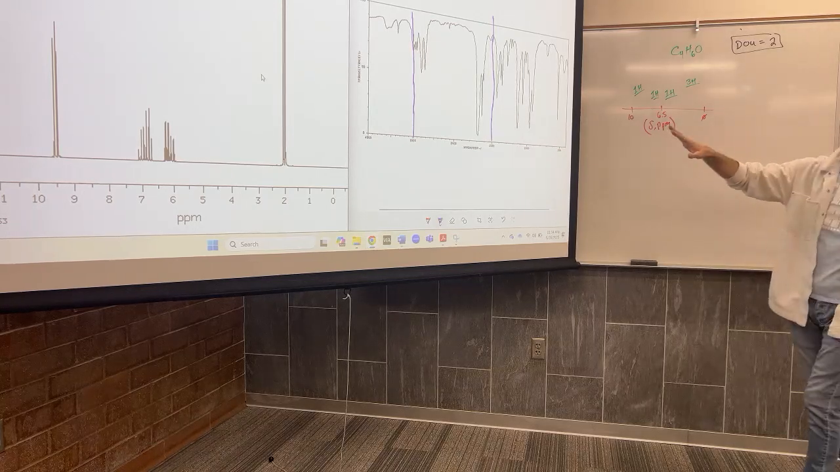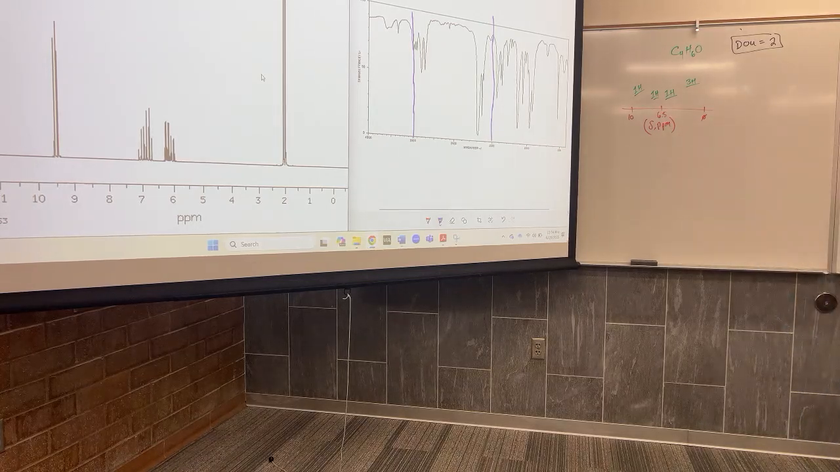So I want you guys to walk me through this. I've done a lot of the talking. I want to hear from you. What do you see in the IR? What do you think about the peaks that you see from left to right?